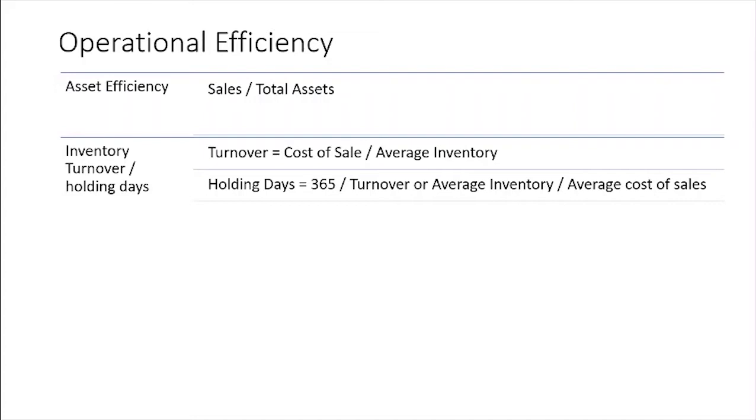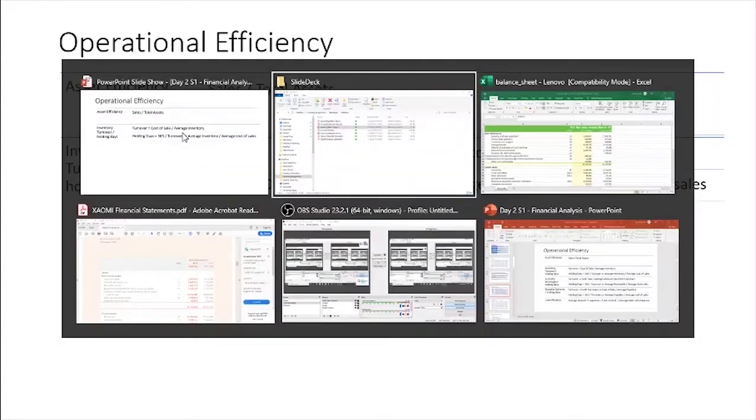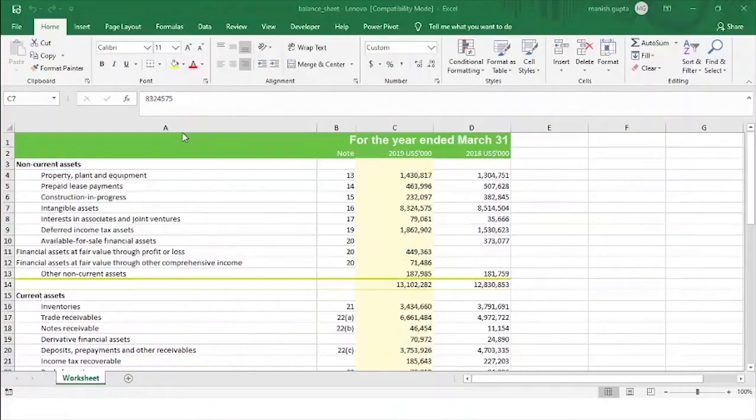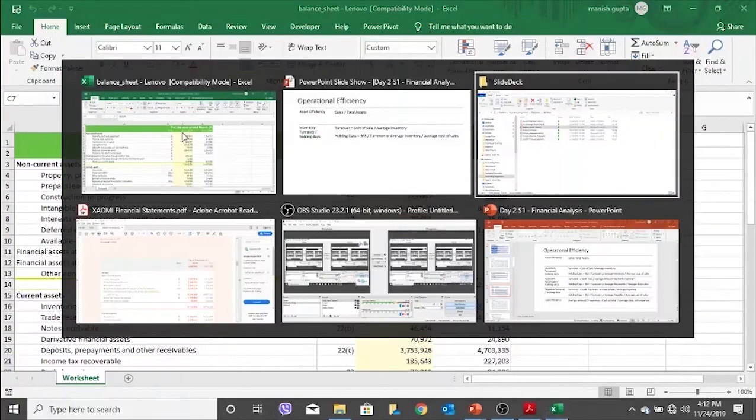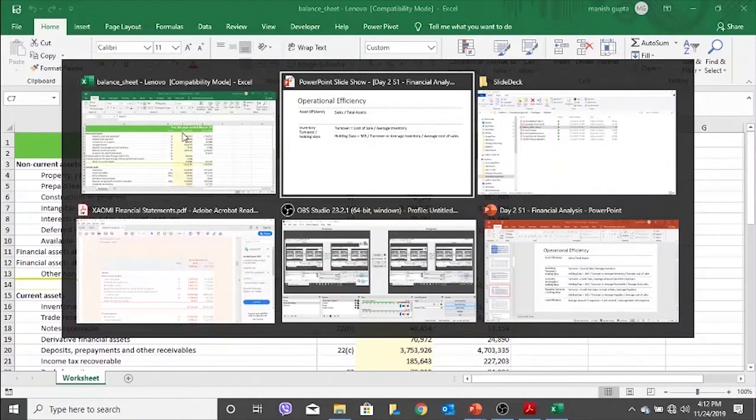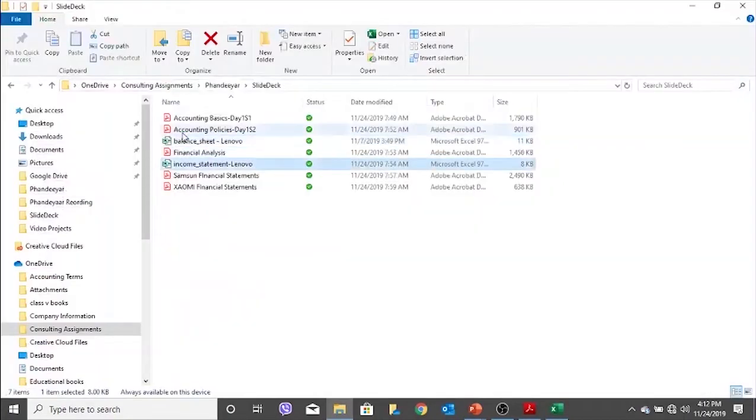So you want to calculate this? You have the balance sheet. Okay, let me open it up for you. I want you to calculate, so you need to make a note. I will open the two for Lenovo.